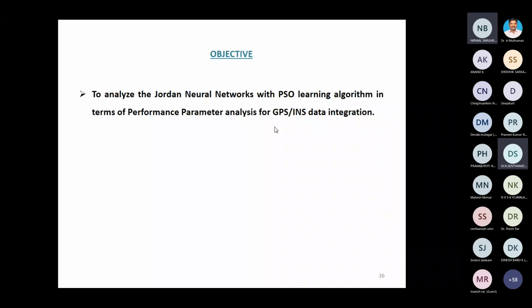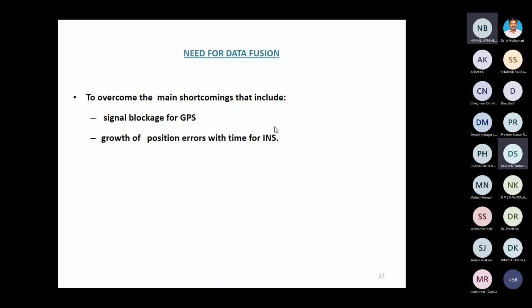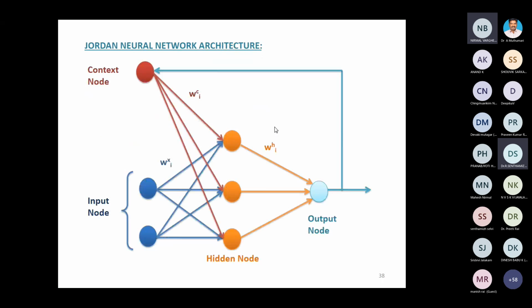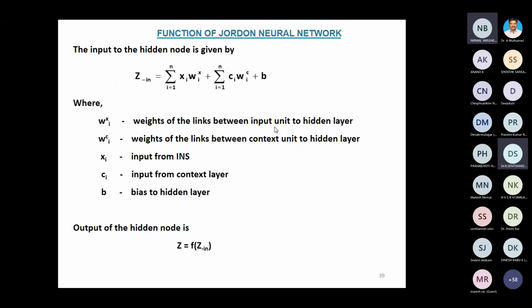integration. Now, as you know, why are you going for GPS and INS as a data fusion? To overcome the main shortcomings, which include signal blockage for GPS and growth of position error with time for INS. I already explained the meaning of signal blockage and position error growth in the earlier slide. So in order to complement each system, we are doing data integration of the systems. Now, this is the architecture we already studied, and this is the function of the architecture we already know.